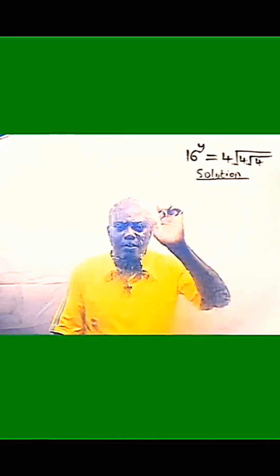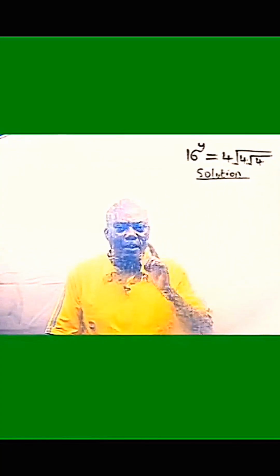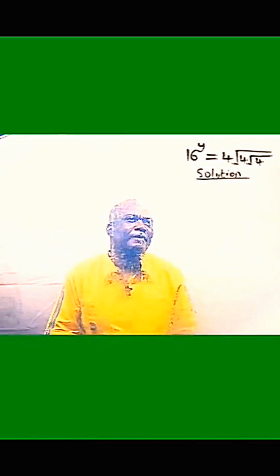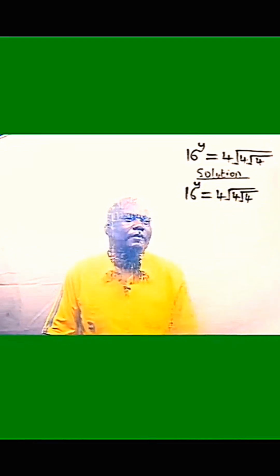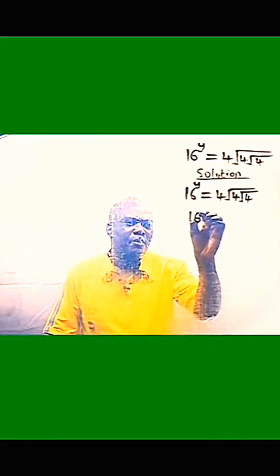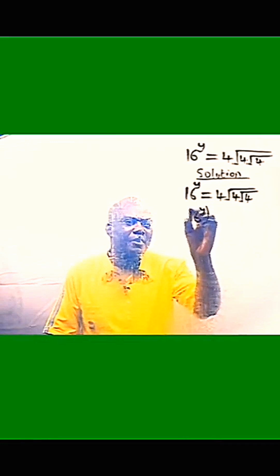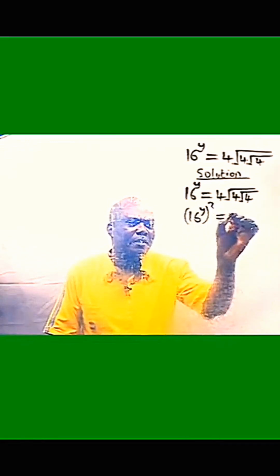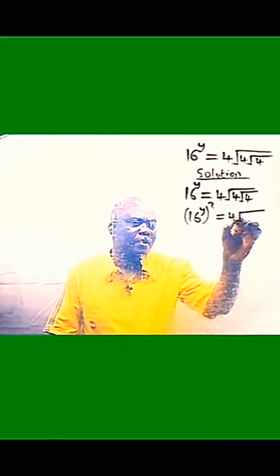Let's solve for x. Take 2. Let's solve for y here. The equation is 16 to the power y equals 4 multiplied by the fourth root of 4. To do it, let us square both sides. So you square this one and you also square this one too.